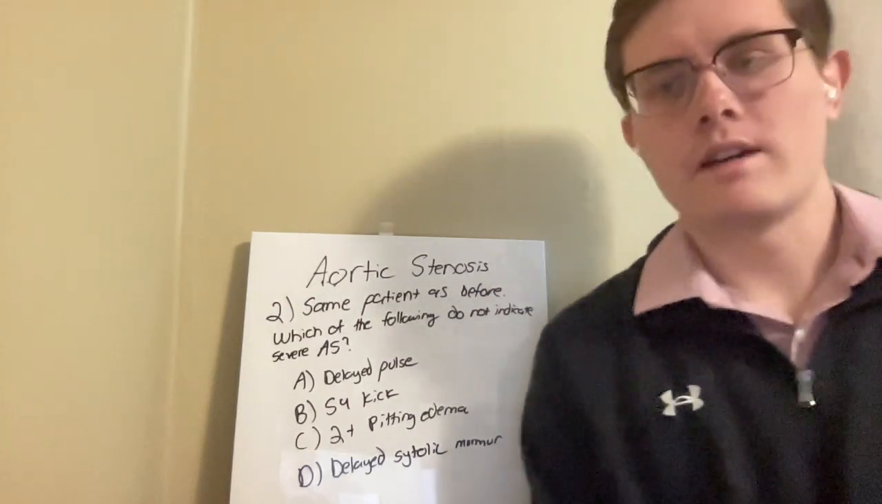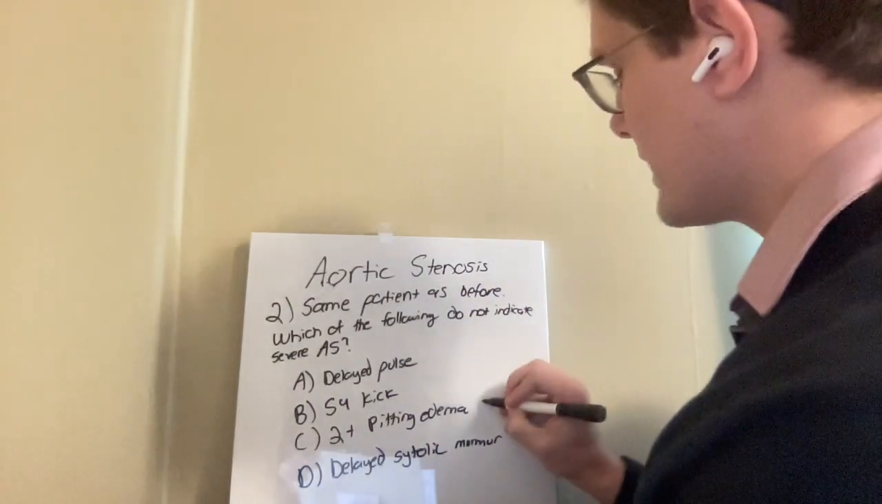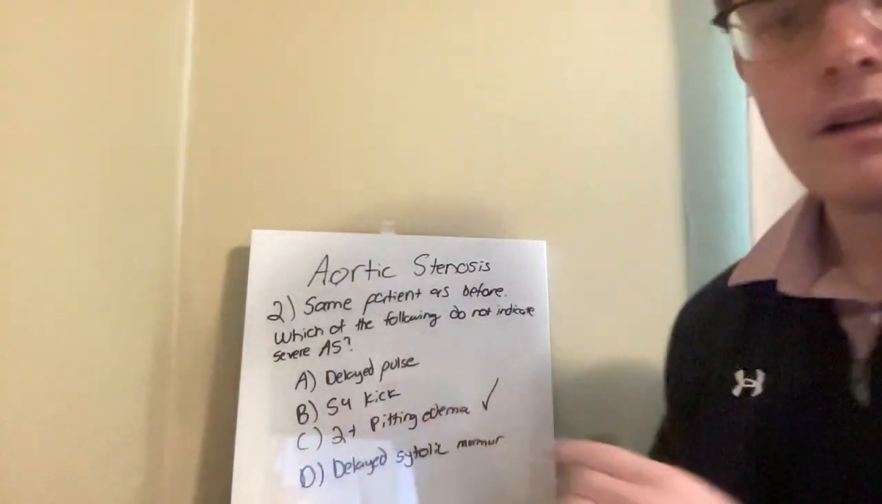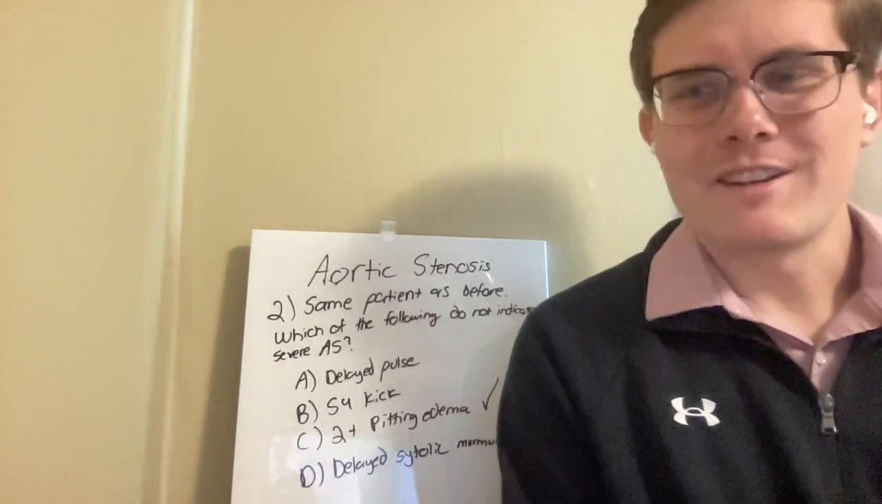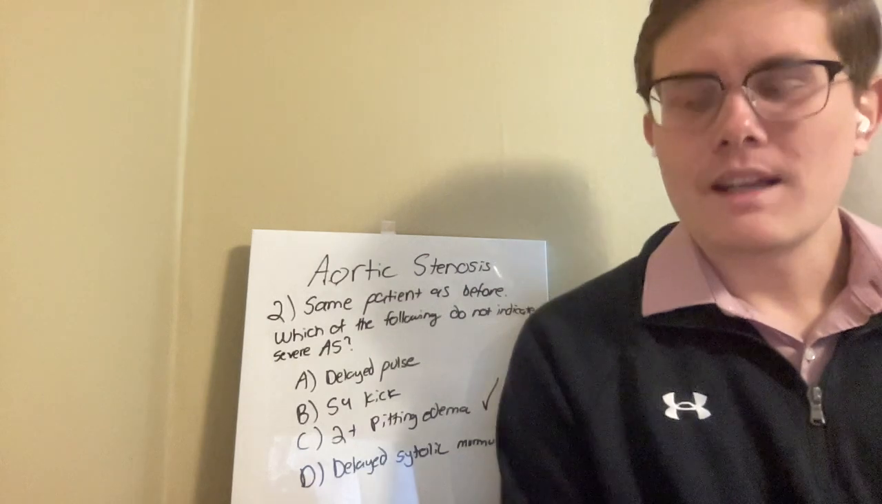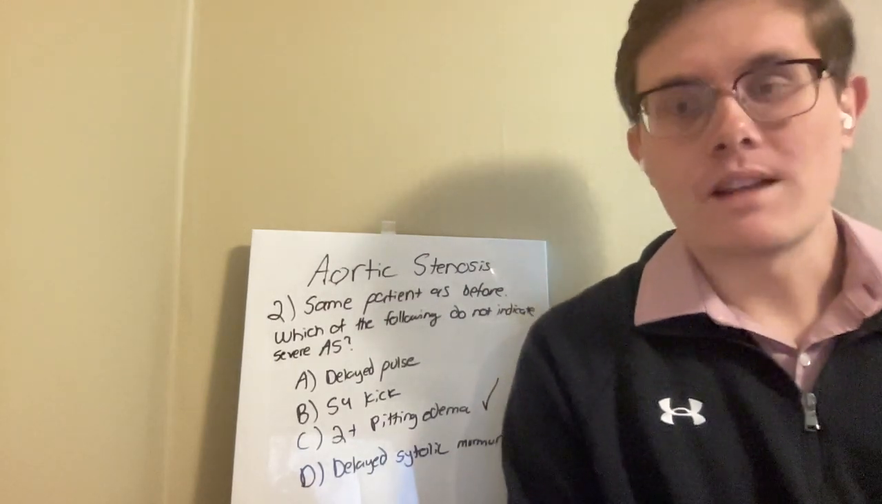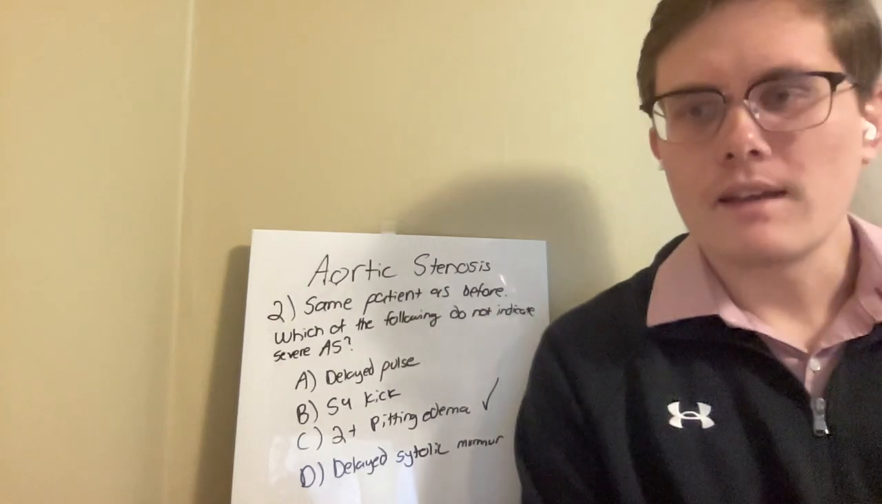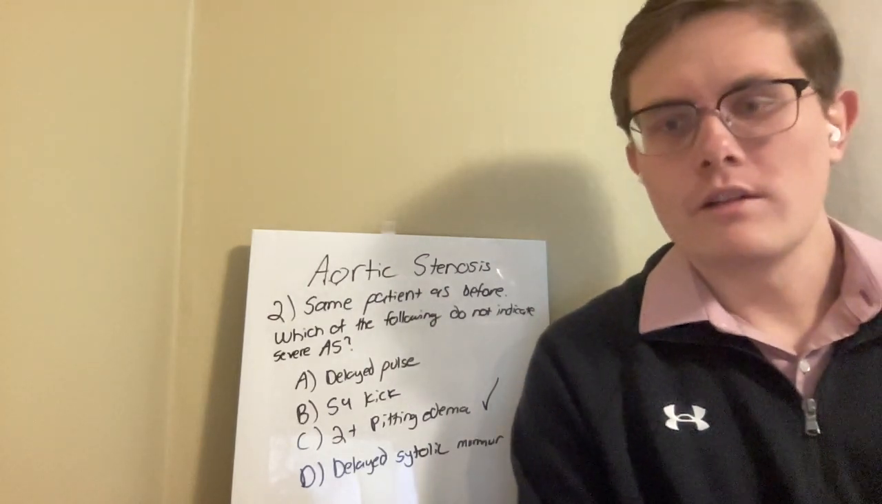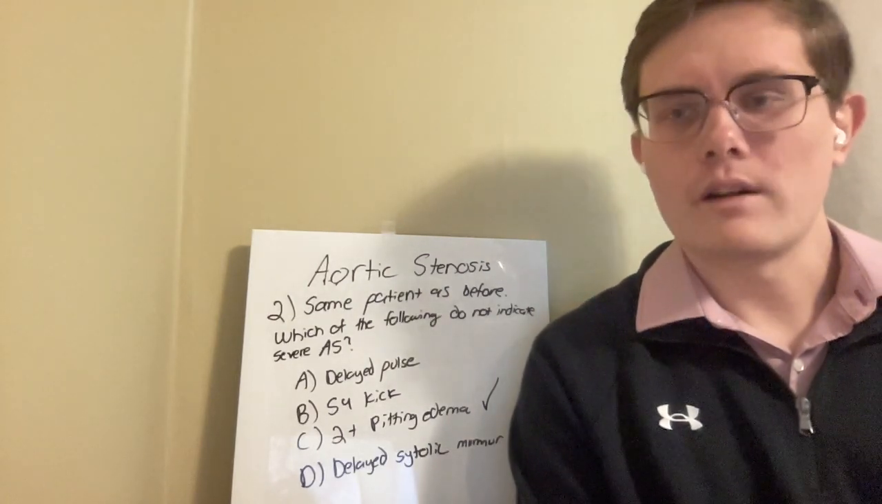So the correct answer here is choice C, the 2 plus pitting edema. Pitting edema can be a sign of many different diseases. It's not very specific, but it can be indicators of pretty severe disease. We can see it in people with chronic venous insufficiency, and in more severe cases, we always have to think of the liver, the kidneys, as well as the heart.